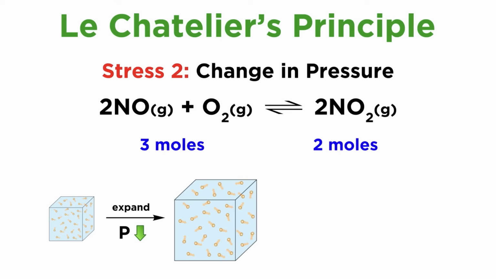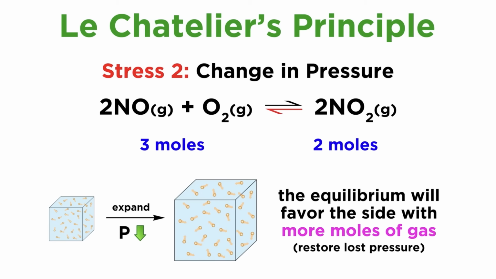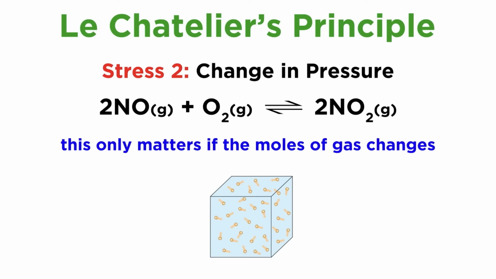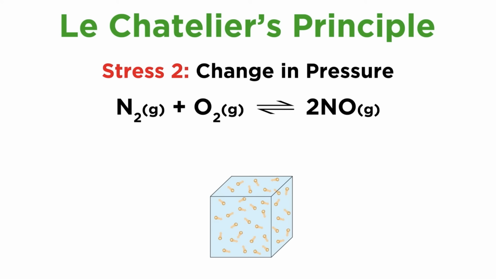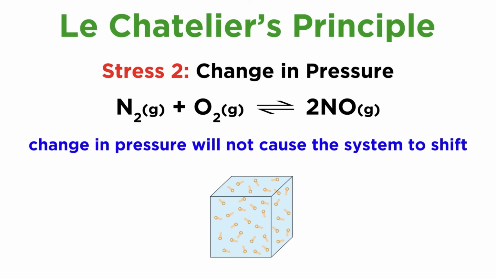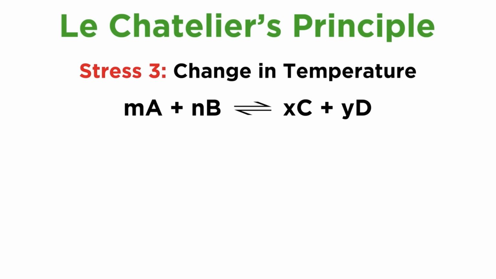On the other hand, if the vessel expands and the pressure drops, the equilibrium will favor the side with more gaseous particles in an attempt to regain some portion of the lost pressure. Once again, this only has an impact if the number of moles of gaseous reactant and the number of moles of gaseous product are not the same. If they were to be the same, such as with this equilibrium, there would be no ability to alleviate additional pressure one way or another as a result of shifting the equilibrium, so a change in pressure will not cause any shift.